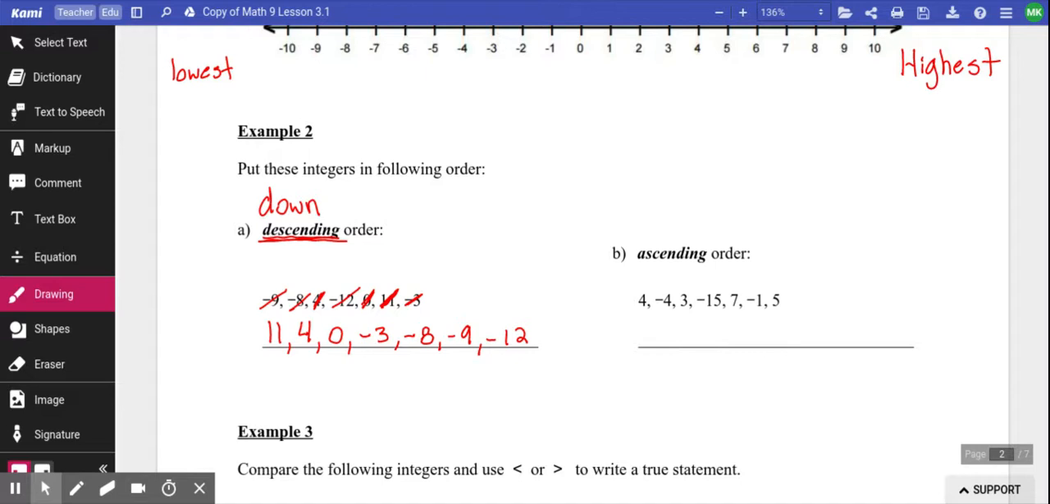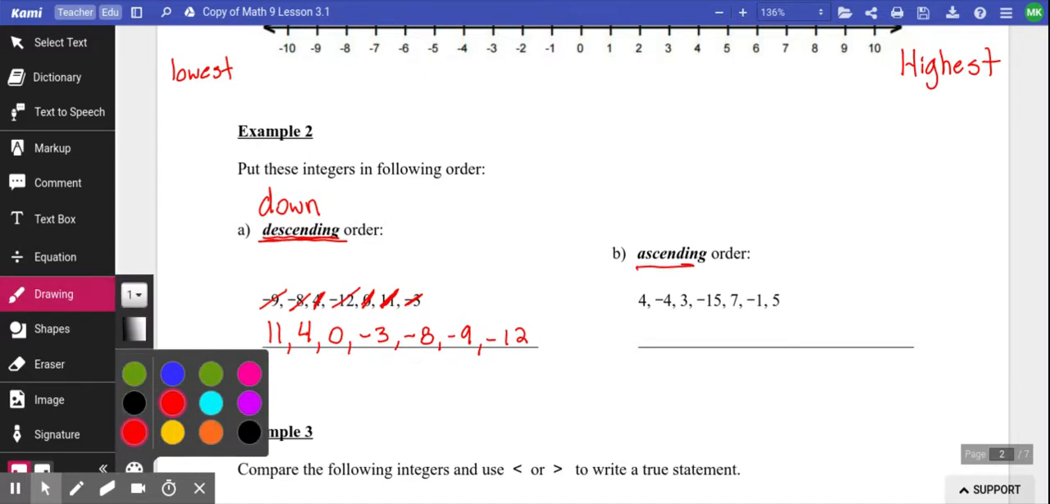Descending, go down. Ascending order is the opposite, which means you want to go up. So you want to start at your lowest number and go up. I don't have a good way of remembering that ascending means up. I am good at remembering that descending goes down because the D and the D go together. Like descending, down. So ascending is the opposite of that. So if it doesn't have the D in front, then I know I'm going up. That's kind of how I figured it out.